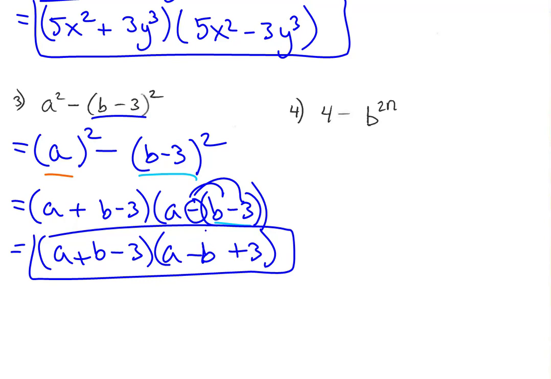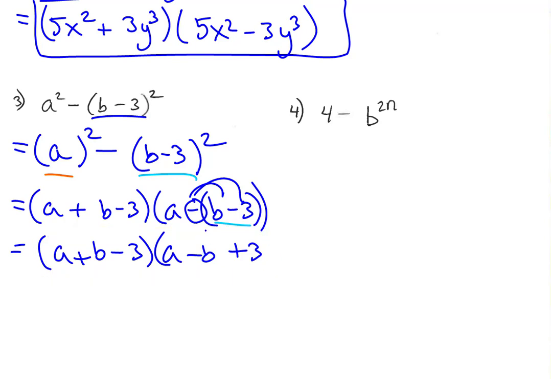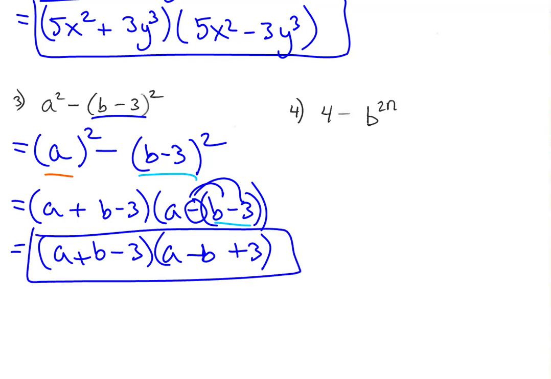All right, so we have a plus b, that's an a minus b plus 3 as our final answer. Okay, on to our next example.